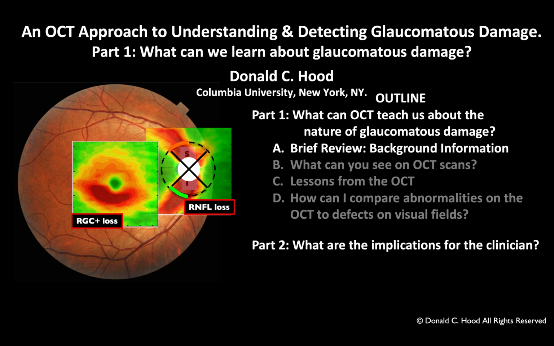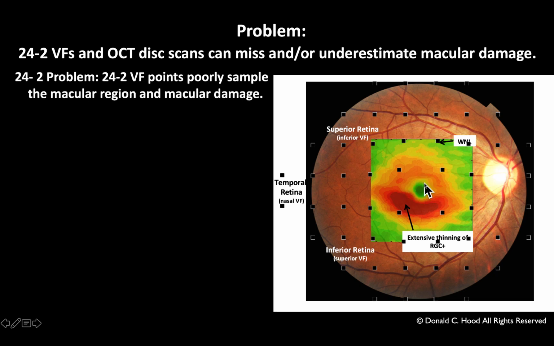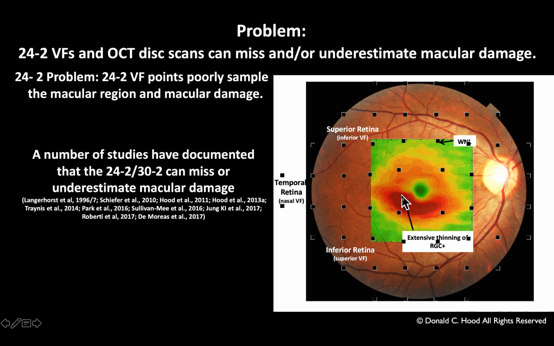In the second lecture, we're going to turn to the implications for the clinician. But let me just say in passing, and I may repeat some of this in the second lecture, the problem is that with the traditional way of looking at it in the clinic, where you do a 24-2 and an OCT disc scan, you can miss or underestimate macular damage. So here's the location of your 24-2. Here is what you're getting in early to moderate damage, and you can see that these 24-2 points poorly sample this region of damage. And here are just some of the studies that have been done supporting this.